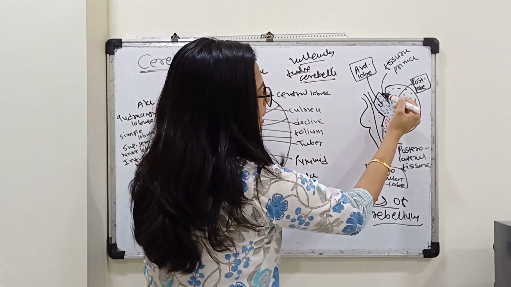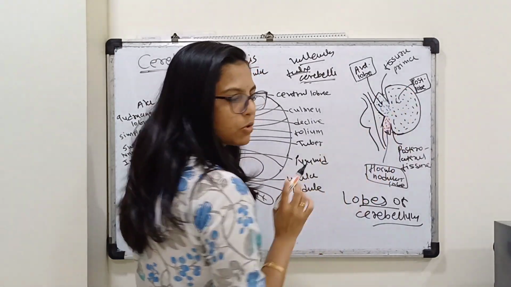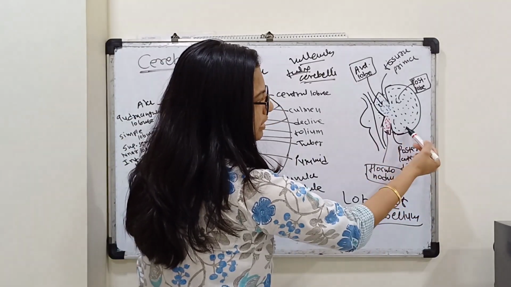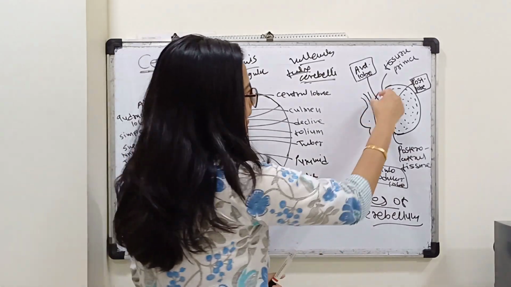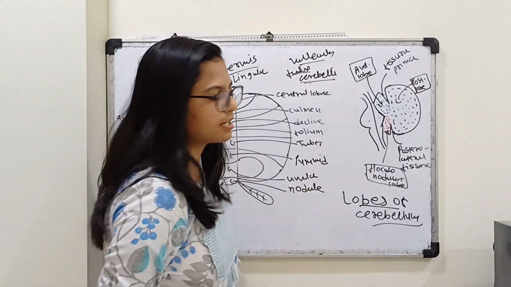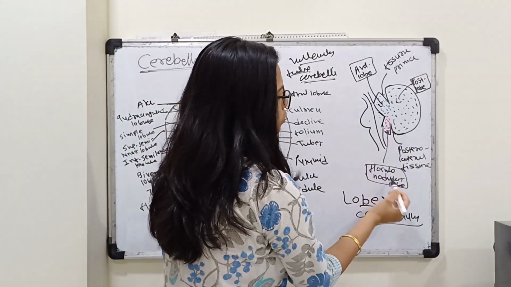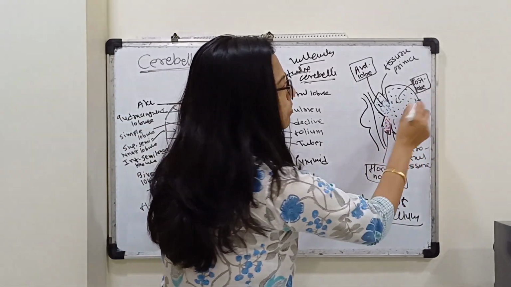Okay, fissura prima, here is the fissura prima in between anterior lobe and posterior lobe. Then posterior lateral fissure in between posterior lobe and the flocculonodular lobe. Okay, anterior lobe, middle lobe એ જે છે એ એને જ આપણે કહીએ છીએ posterior lobe, અને જે સૌથી નાનો છે, the smallest one is known as the flocculonodular lobe, and the largest one is known as the posterior lobe.